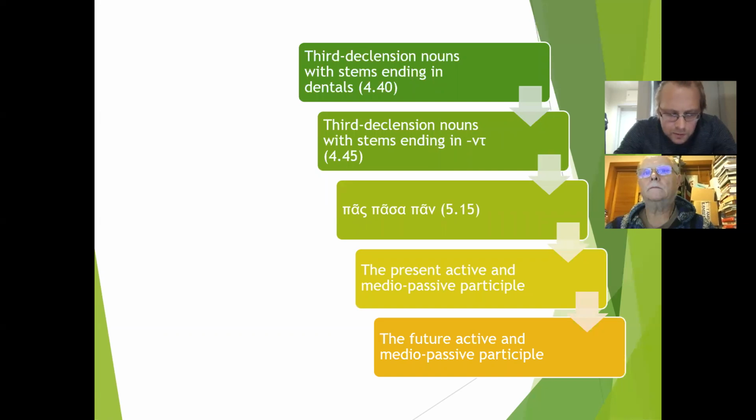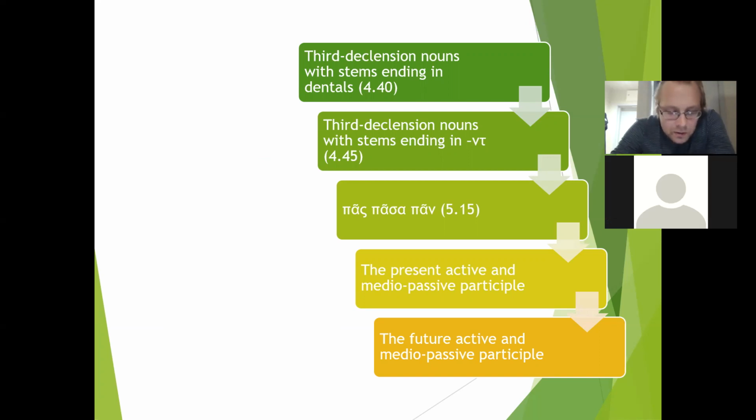Anyway, so further we are going to look at those third declension nouns which have a stem ending in ni and tau. And these you find on page 50, section 445 in the grammar. We are also going to look at adjectives with this kind of ni tau stem, with the example pas, pasa, pan, which you find on page 69, section 515 in the grammar.